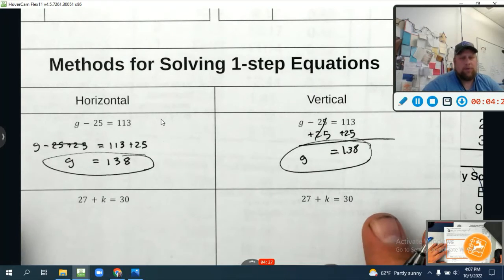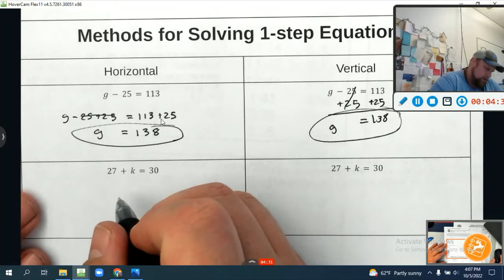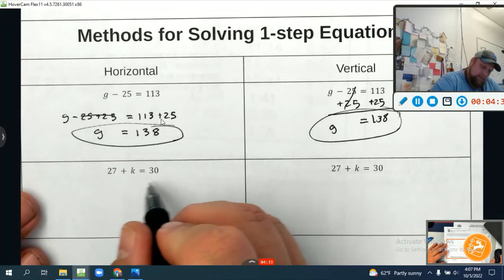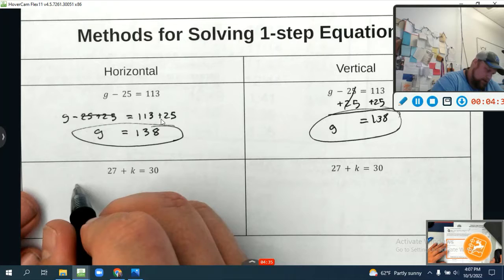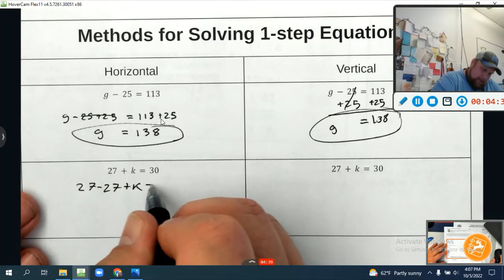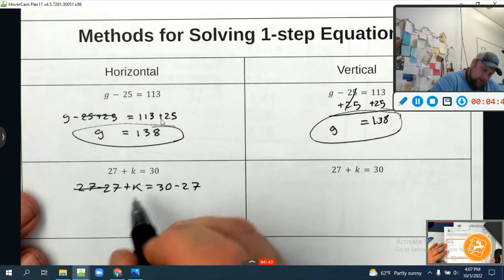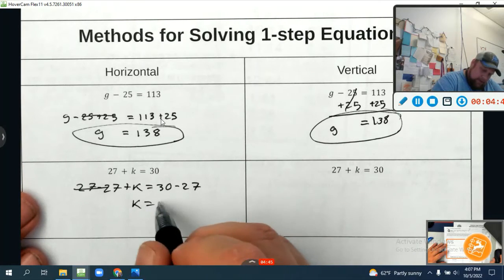I'm going to do one more that requires subtraction so you can see it. So right here I have 27 plus k equals 30. So I'm just going to say, all right, 27 minus 27 plus k equals 30 minus 27. Those cross out. I'm left with k equals, that's 3.